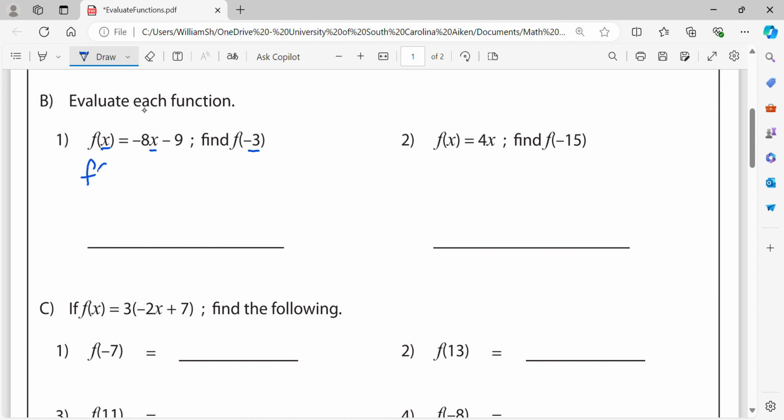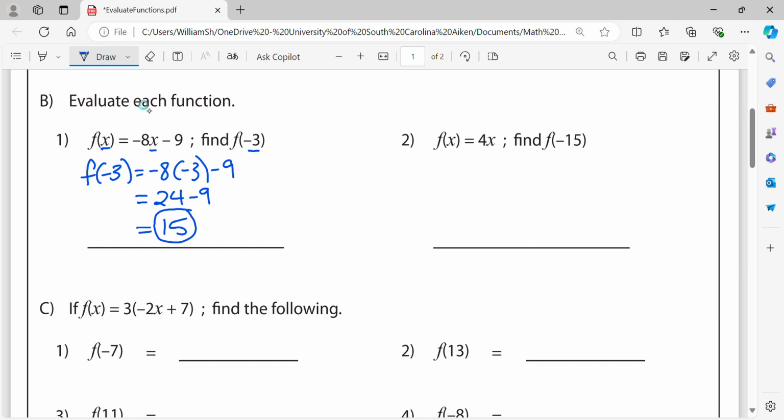So let's do that. F of negative 3 equals negative 8 times negative 3 minus 9. Now, negative 8 times negative 3 is going to give us positive 24, minus 9. And 24 minus 9 should give us 15. So f of negative 3 equals 15. A function of negative 3, in this case, equals 15.